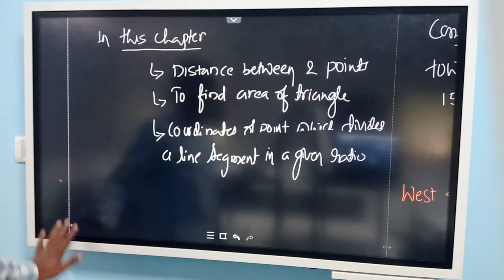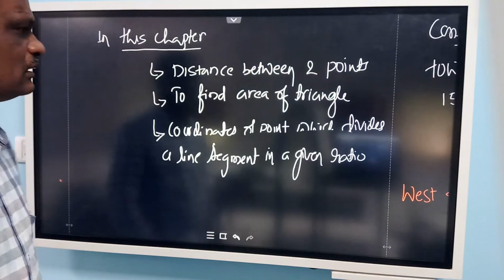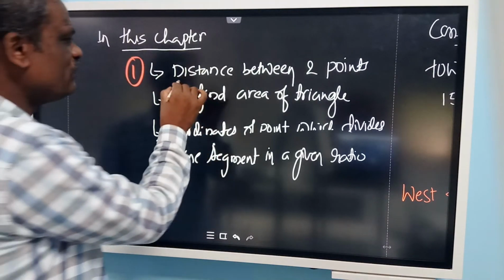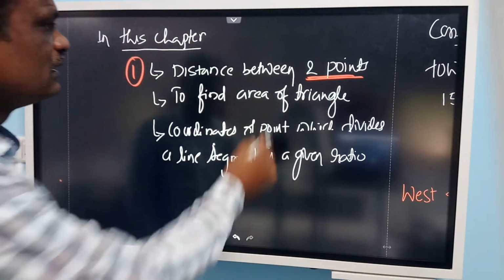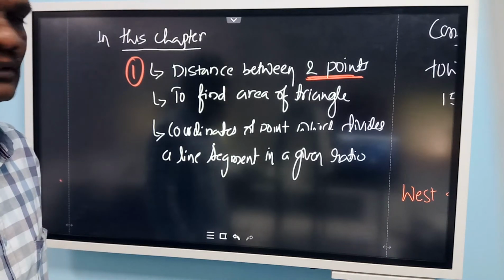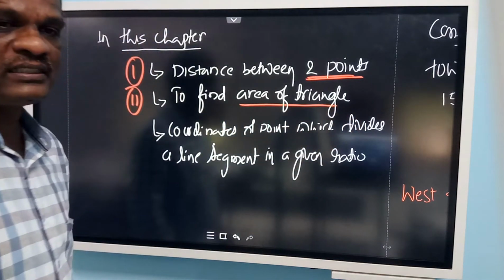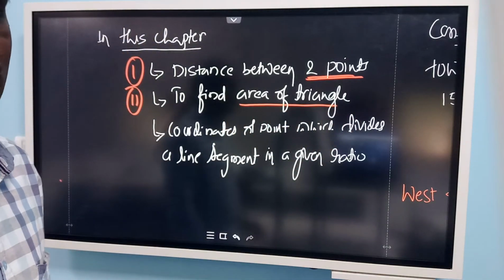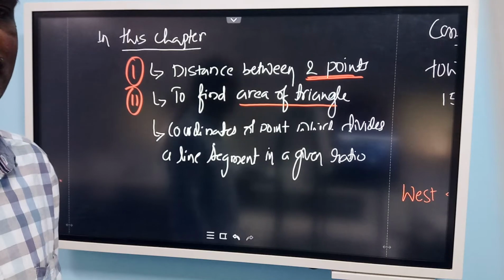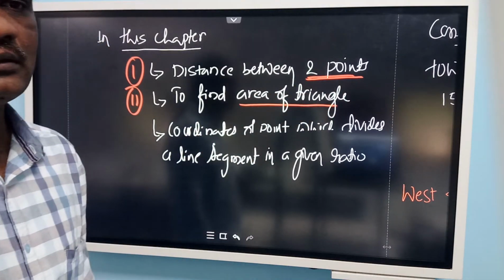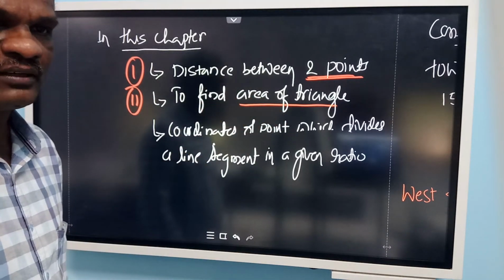Okay, now in this chapter, class 10th, we are going to learn mainly these things. Point number 1, distance between 2 points. We are going to learn the distance formula to find the distance between 2 points. The second thing, we are going to learn to find the area of a triangle. You have learned different formulas for the area of a triangle. For an equilateral triangle you have one, for any triangle you have half into base into height. But you are going to learn a new formula in this chapter, that is, how to find the area of a triangle using coordinate geometry.